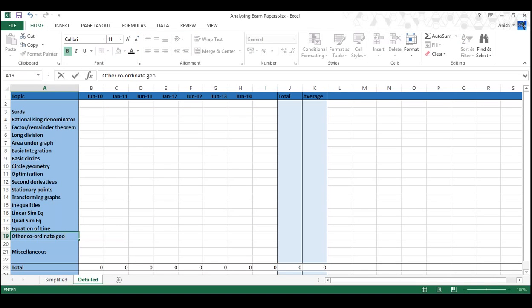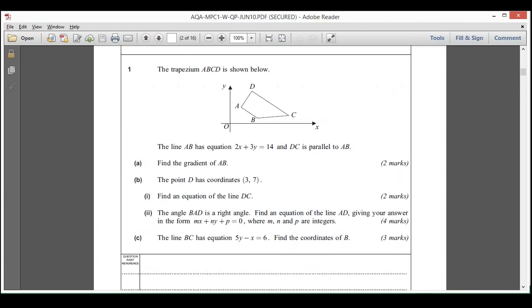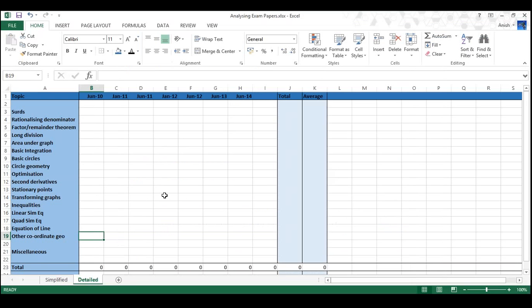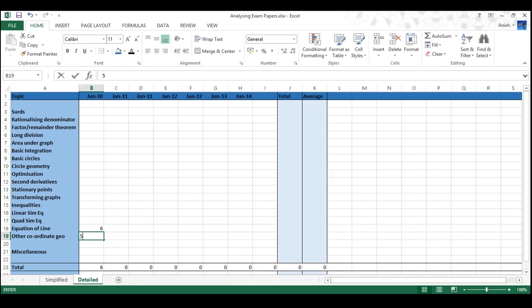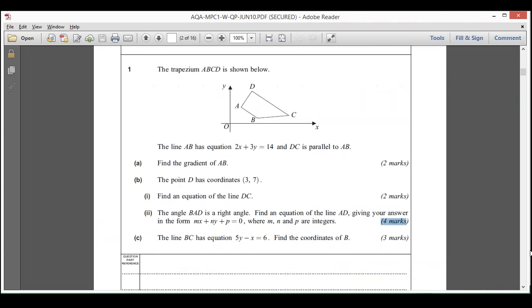Right? There's no need for me to go to every single topic. I just want to explain what you need to do. Right? If I try and do this in detail, it'll probably take me about an hour to do each paper. But I don't think you want to listen to me for a whole hour. So finding the equation, we've got 2 marks here. And finding another equation, we've got 4 marks here. So 6 marks on finding the equation. And then other coordinate geometry would be the remaining 5 marks. So that's question 1.